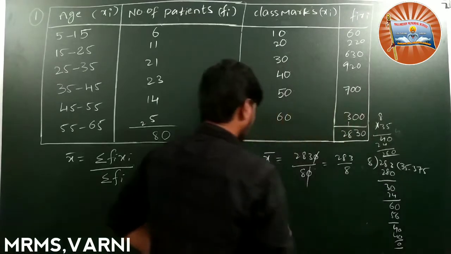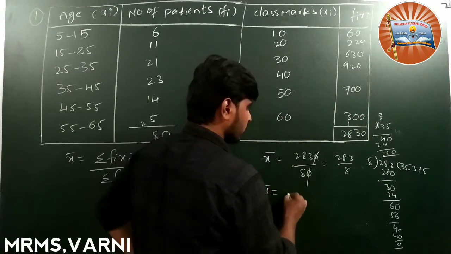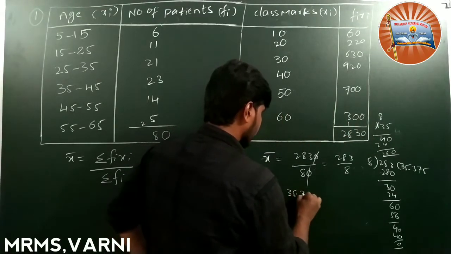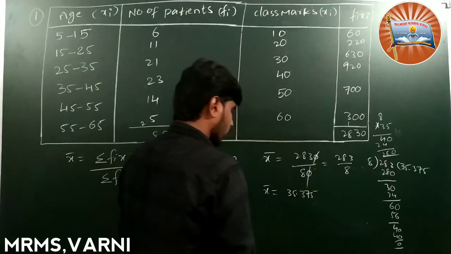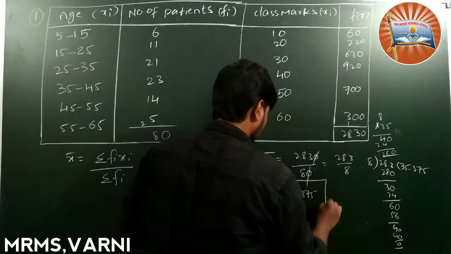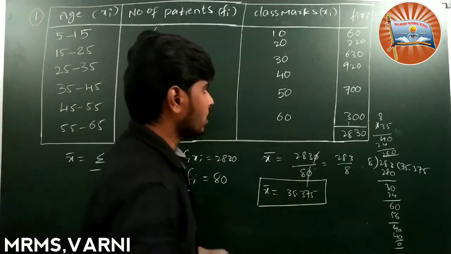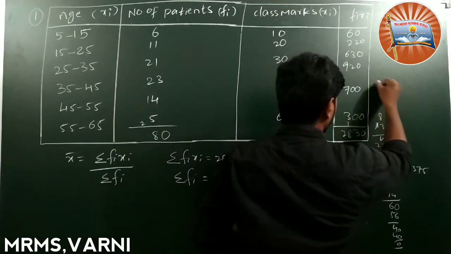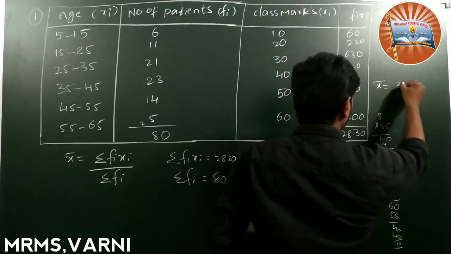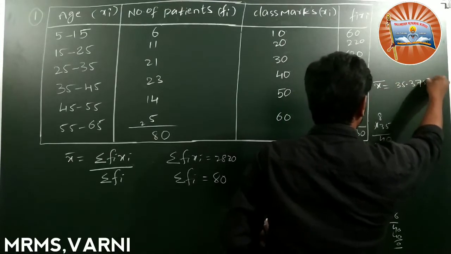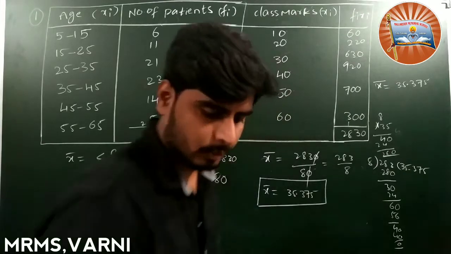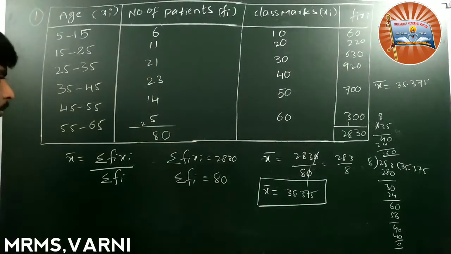Remainder 0. Okay. Now what is the x bar? It is nothing but the mean, 35.375. Okay. This is the mean here. Remember the value 35.375. So I am writing here x bar we got 35.375. Okay. Right. Now we have to find the mode.